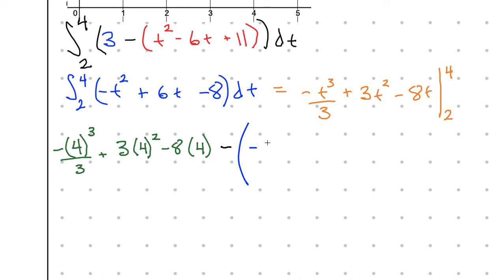So I have a negative, t is now 2. So negative 2 to the power of 3 all over 3, plus 3 times 2 to the power of 2, minus 8 times 2. Be careful with your negatives. Negatives will mess you up a lot. Put parentheses around things. So far, so good? Okay, now another volunteer to supply. I haven't heard from Stego very much. Go for it, Stego.